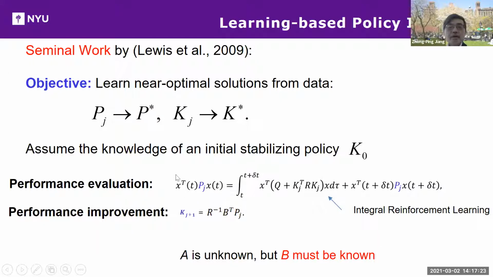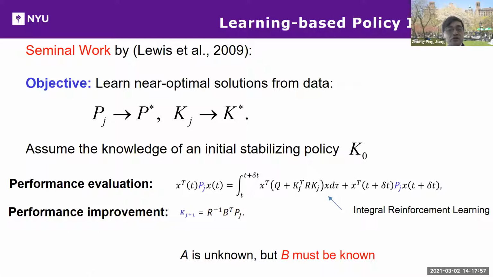So how do you obtain these equations? It's quite easy. You just differentiate the left-side quadratic function along the trajectory of the control system over this time period from t to t plus delta t, which is the data collection period. Then you integrate both sides, and you obtain this integral reinforcement learning equation, which is similar to the equation in the literature of reinforcement learning. It is called integral because you have to integrate along the system trajectory.